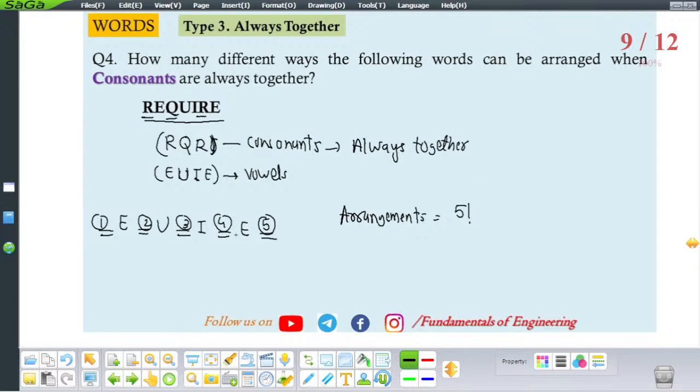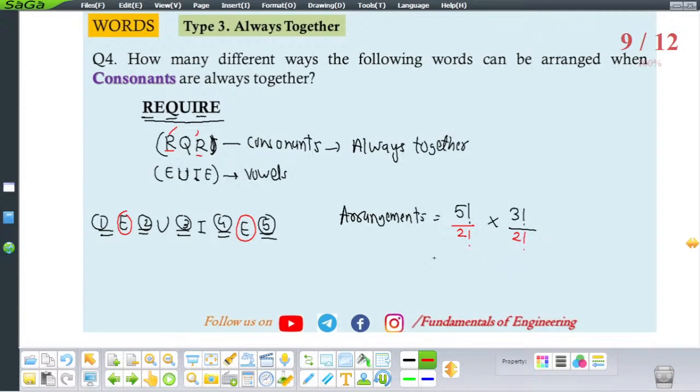Now you can check here, E is repeated twice. So we have to divide with 2 factorial because E is repeated twice. Into, how many vowels are there? 1, 2, 3, 4. Vowels are over. Consonants: 1, 2, 3. 3 consonants, 3 factorial. Now see here, is there any repeated letter? R is repeated twice. So that will be 2 factorial.